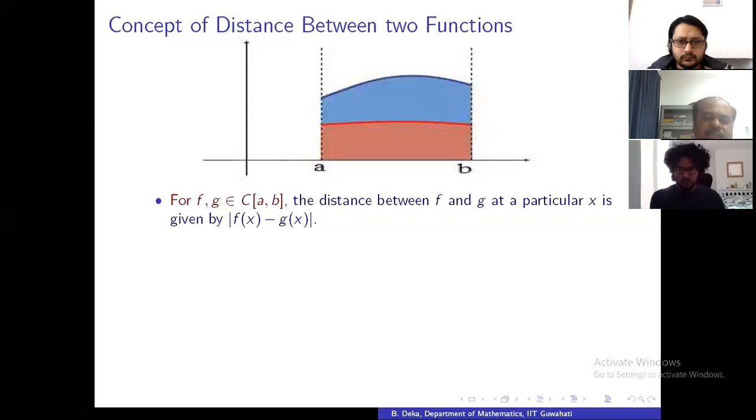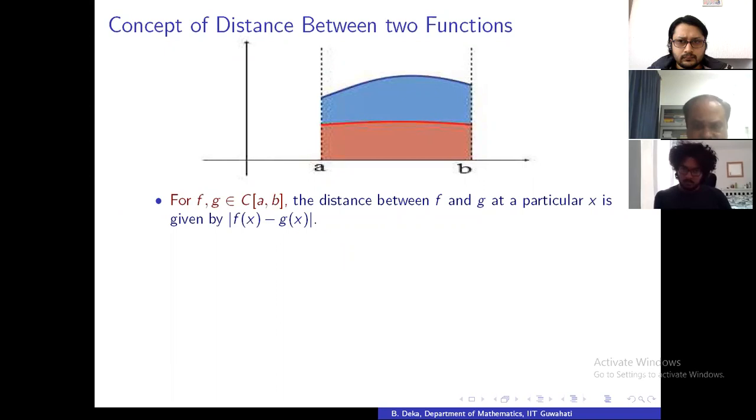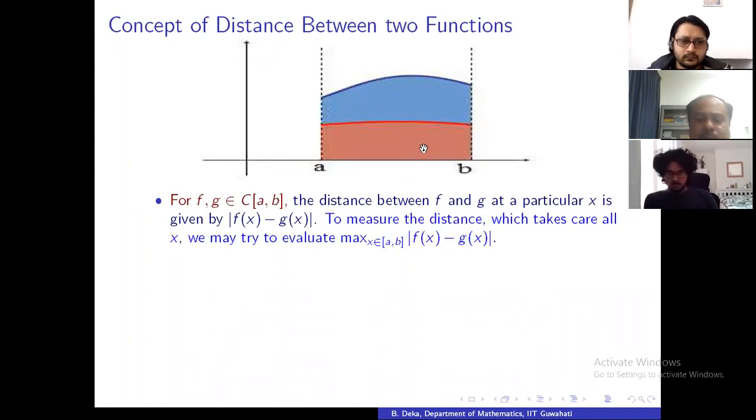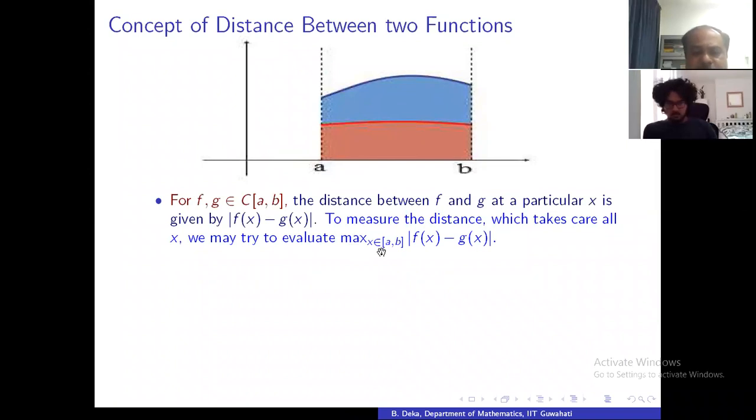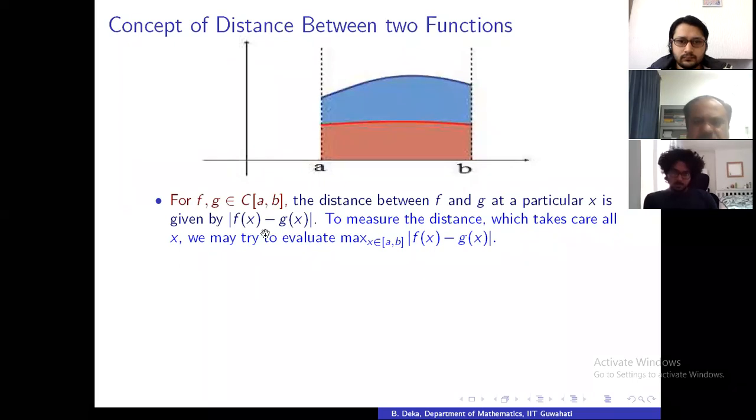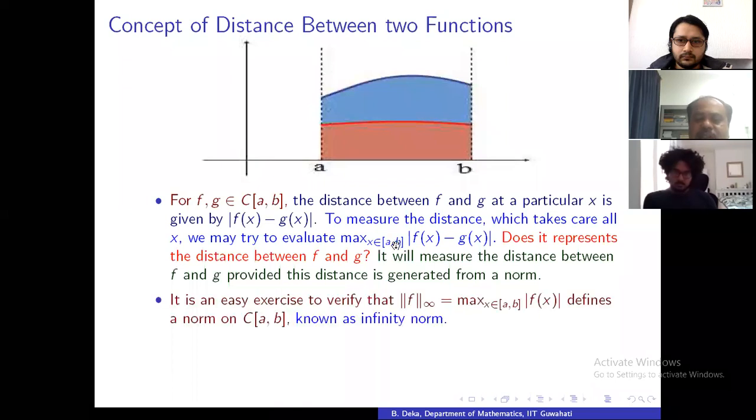When you talk about the distance between the functions f and g, immediately it comes to our mind that for a particular x, mod of f of x minus g of x will give you the distance. But the question comes whether this definition can be generalized to capture all the points. In order to capture all the points, I can define the maximum of mod of f of x minus g of x. Rather than calculating the distance at each value, you just calculate the maximum of that difference. And in fact, this will give you the difference between f and g, provided these distances are generated from a norm.